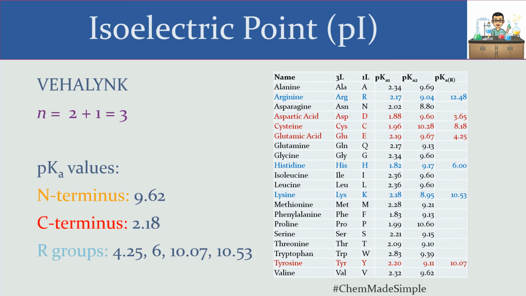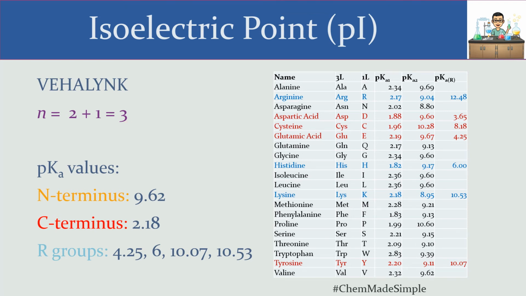In total, we have 6. What that means is there are 6 possible functional groups that can donate protons on this molecule. Now, how does that help me exactly? Well, remember, the maximum possible charge tells you how many protons you need to remove.